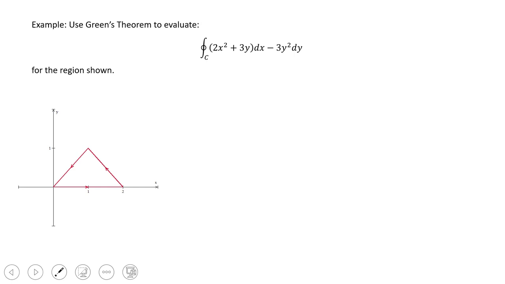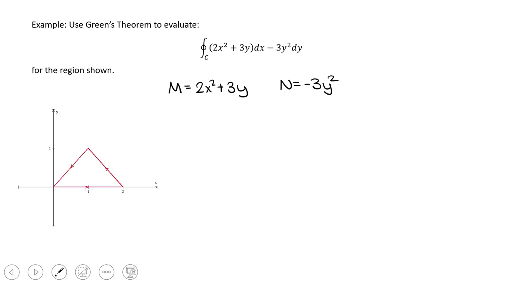All right, so let's see how that works. The following problem says use Green's theorem to evaluate the following. And this line integral is written in that differential form. So basically this is saying, okay, let's integrate along this path. Notice it's going counterclockwise. And our vector field has an x component of 2x squared plus 3y and a y component of minus 3x squared. So we're integrating that vector field along that path.